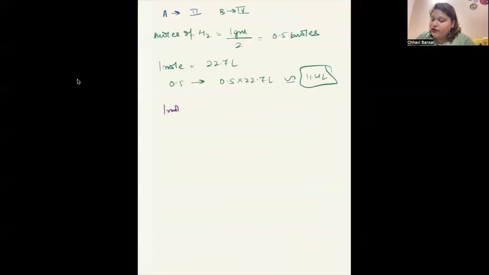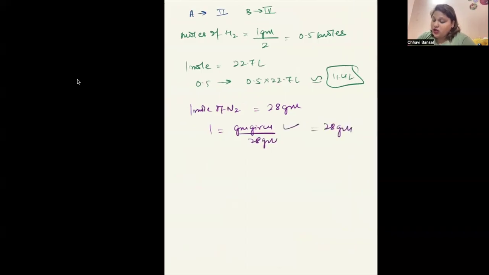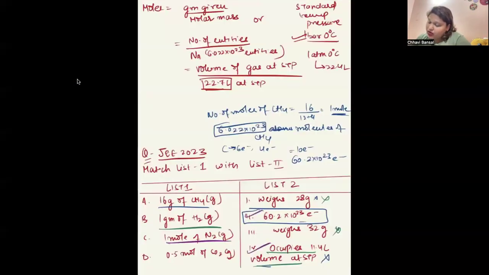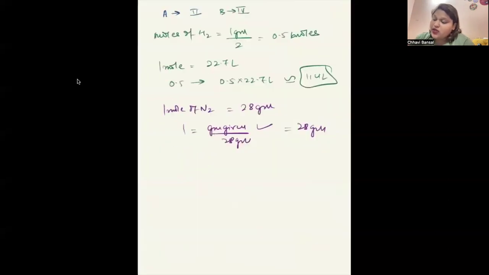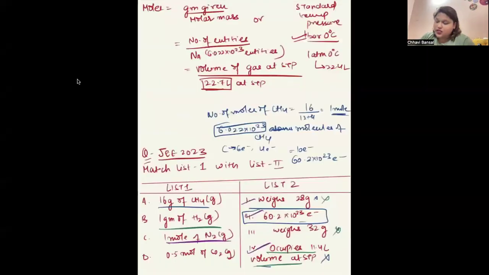So 1 mole of N2. What is the molar mass? The molar mass of N2 is 28 gram, right? So 1 mole equals grams given divided by 28 grams. So what is the grams? 28 gram only. So what is the option? 28 gram, the first option, right? So then I write C equals 1. Clear? For the last option, it's already obvious that the option is 3, but let's see also.